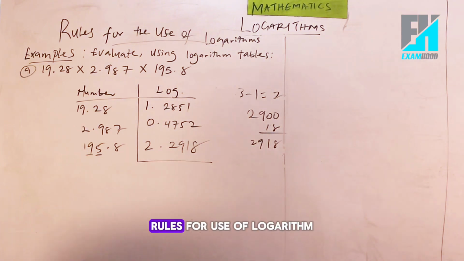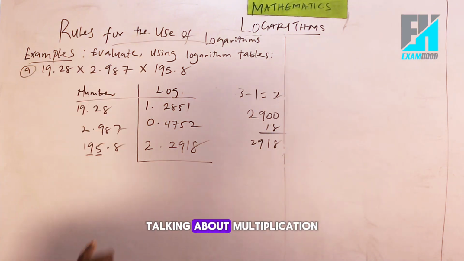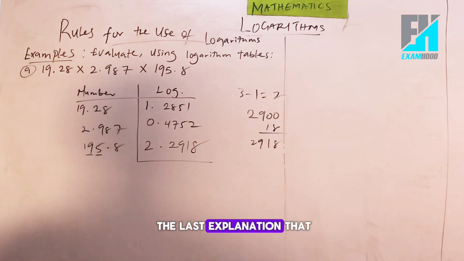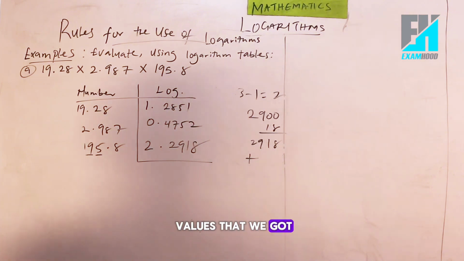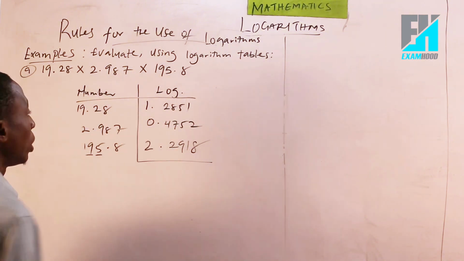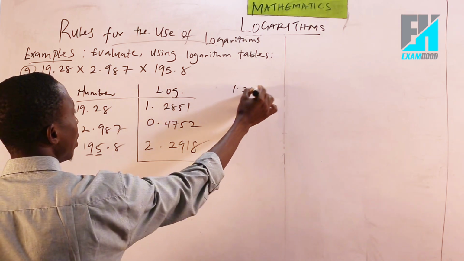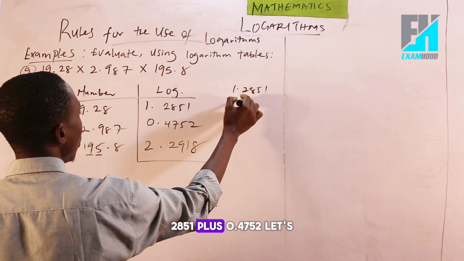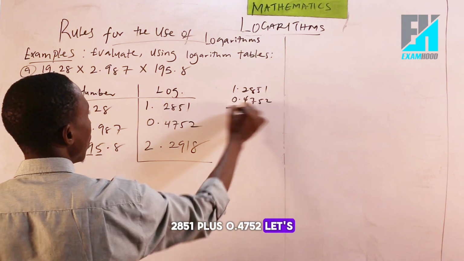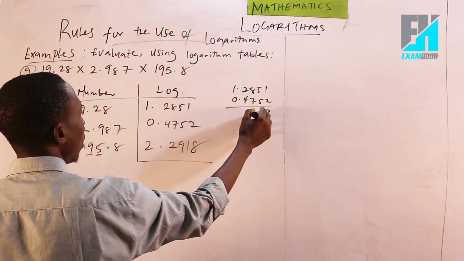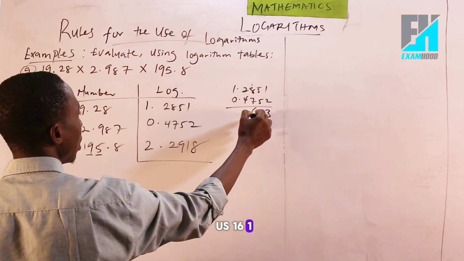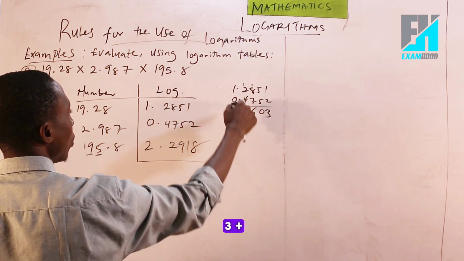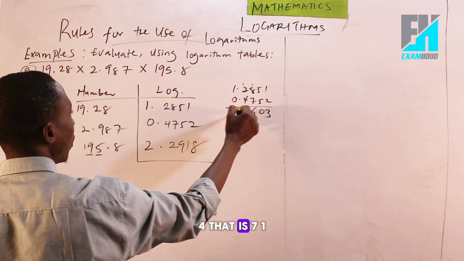By the rules for the use of logarithm, talking about multiplication, I told us in the last explanation that it is plus. We are adding the values that we got after we converted using the logarithm table. So we have the first one to be 1.2851 plus 0.4752. Let's add that. 1 plus 2 be 1. 9 plus 7 gives us 16. 1 plus 2, that is 3, plus 4, that is 7. So we have 1.7603.